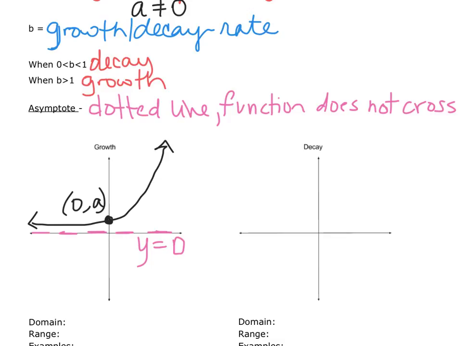All right. So let's go ahead and do one for decay. So decay means when I read from left to right, the right side is going to be decreasing, right? So this one's going to start tall and then get shorter. Again, it's going to cross the y-axis at the point 0, a.